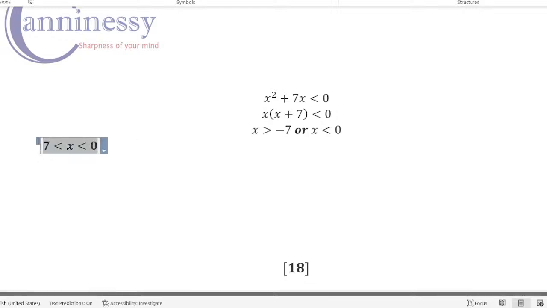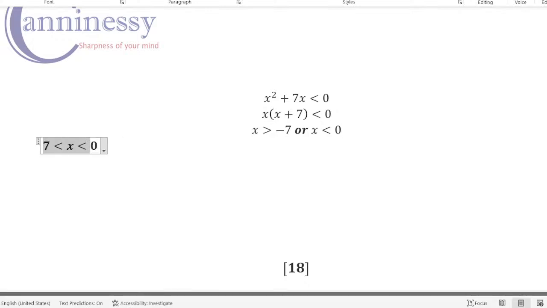This is the correct form. I was just explaining here, but you can write it if you want to. But to get the full answer, it should be in this form: negative 7 is less than x, x is less than 0. So this one you can just remove. I was just explaining to you so that you can understand how I arrived at this answer.